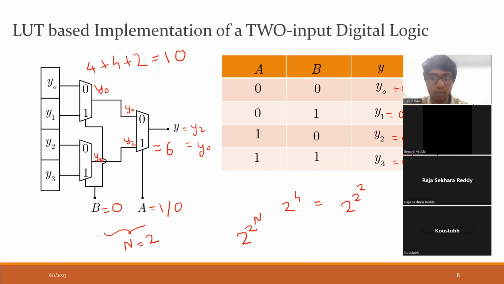So does anyone have any doubt in this? So this might be a bit confusing. Sir, please can you explain the CMOS implementation of the 2-input digital mux once again?